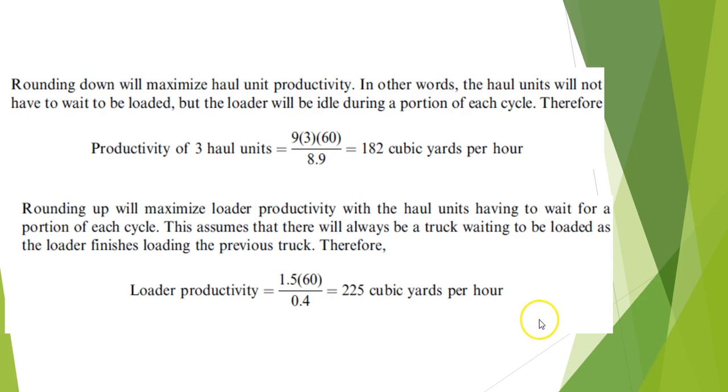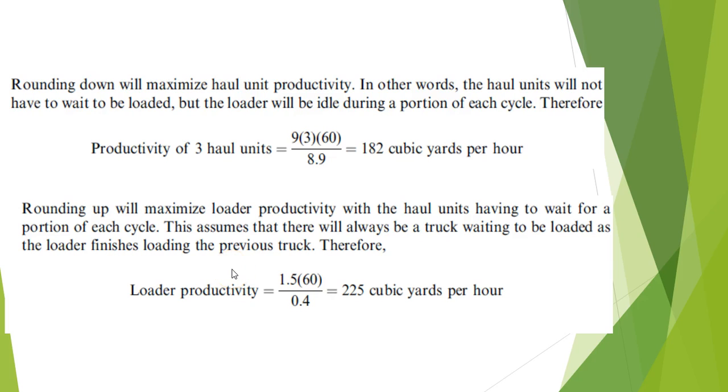If you round down that number, you'll maximize the haul unit productivity. That is, the haul units will not have to wait to be loaded. There'll always be some time where the loader is going to be idle, waiting for a truck to come up, but the trucks won't queue up and have to wait. If this is the case, you're going to have the productivity of 3 haul units, 9 times 3 times 60, 182 cubic yards per hour, and we went through this equation earlier. So that's with 3 haul units.